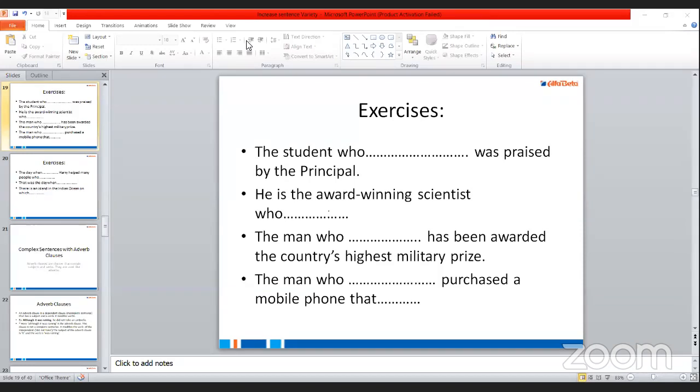Okay, RK Bhandari and iPhone, whoever you are, would you like to try also? Yes, sure, sir. I'll try the second one. He is the award-winning scientist who innovated the new things. Sorry, could you repeat that? He is the award-winning scientist who innovated the new things. Okay. He is the award-winning scientist who innovated many new things. Yes, sounds good.